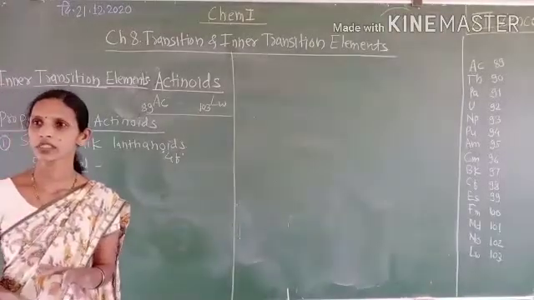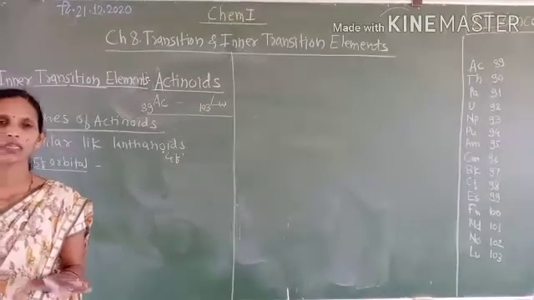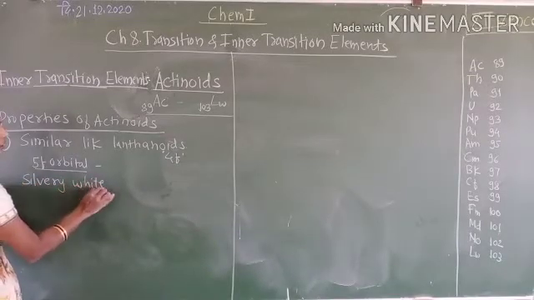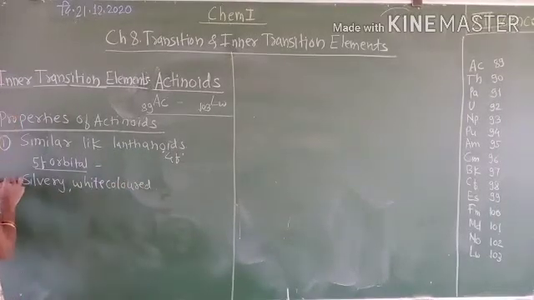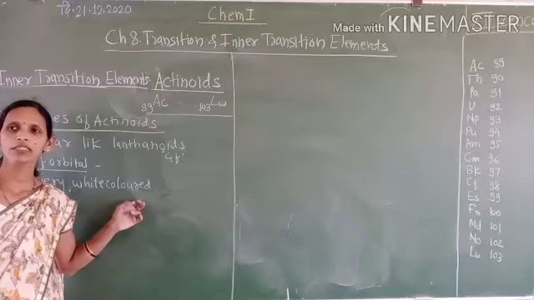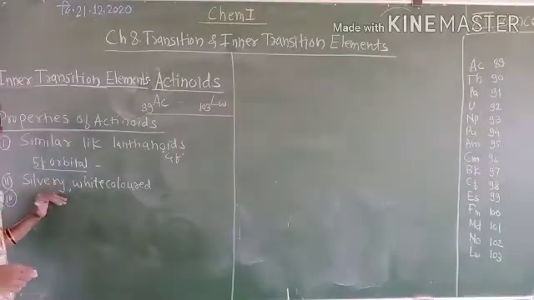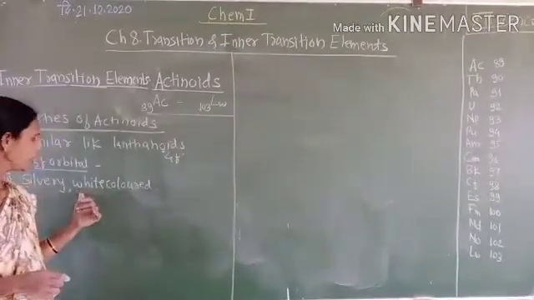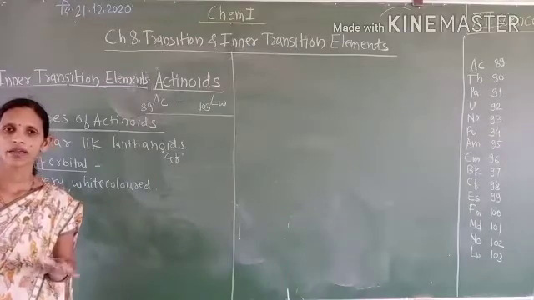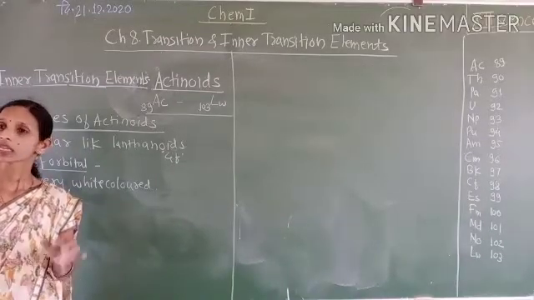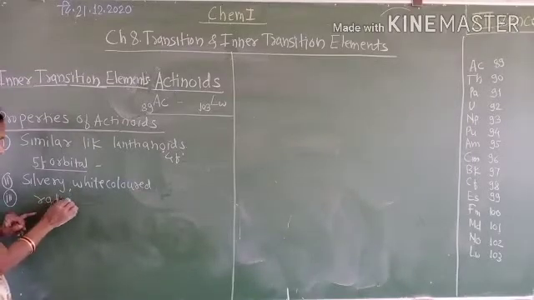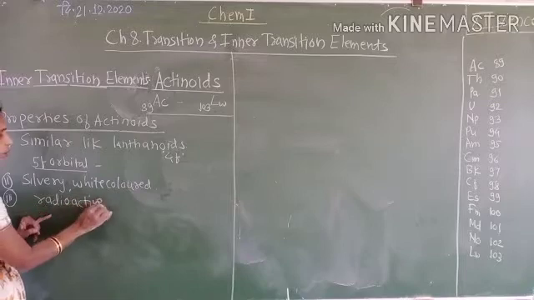Then, similar to lanthanoids, the elements present in the actinoid series also show silvery white color. Few of the lanthanoids are silvery white, and similarly few of the actinoid series elements show silvery white color. See the next property: in the actinoid series from actinium to lawrencium, thorium and uranium are naturally found radioactive elements, and in this series generally all elements are radioactive in nature.